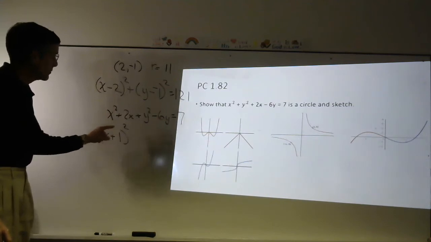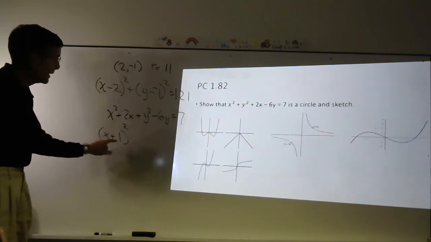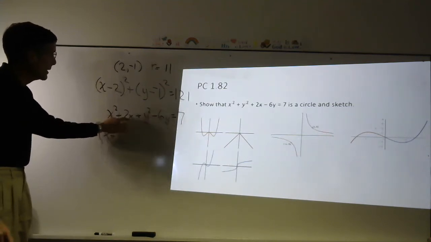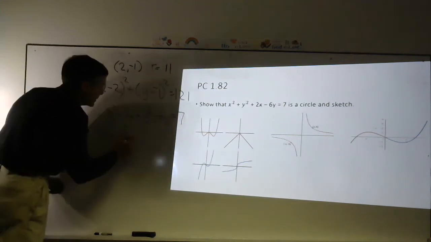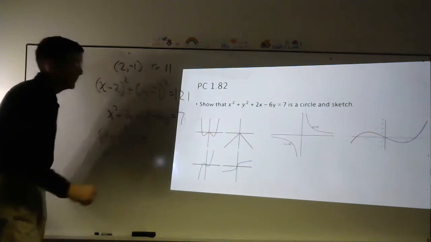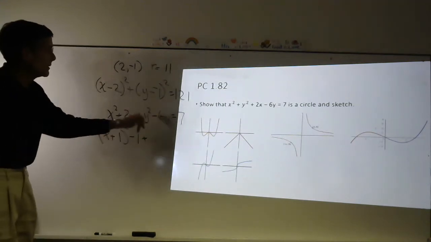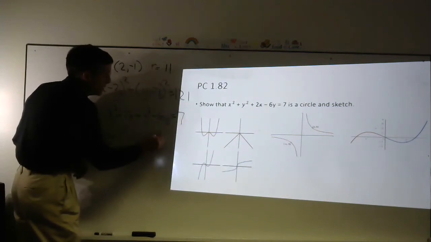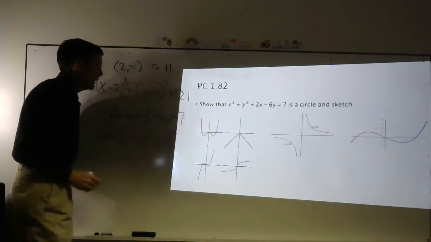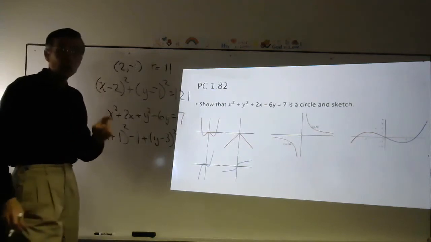1 times 1 is 1. There's a 1 in there, but there is no 1 up there. I got to get rid of that 1. Minus 1. Okay? Let's go over here. Complete the square. Cut that baby in half. Y minus 3. Yeah? Check your work.